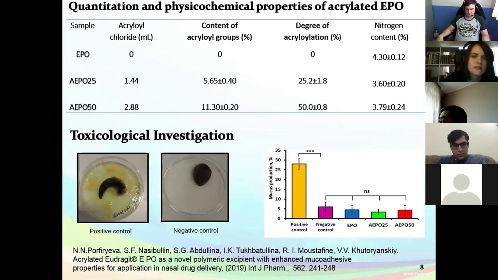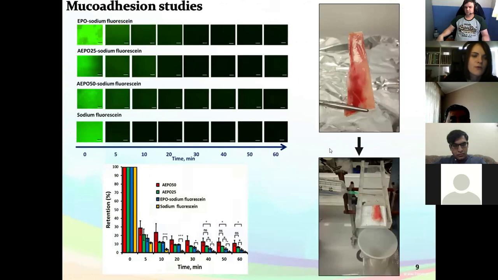The mucoadhesive properties of EPO and acrylated EPO were studied on freshly excised sheep nasal mucosa irrigated with artificial nasal fluid. It was established that EPO retains the dye on mucosal surfaces better compared to free sodium fluorescein. However, acrylated EPO facilitated even greater retention properties on nasal mucosa compared to parent EPO.